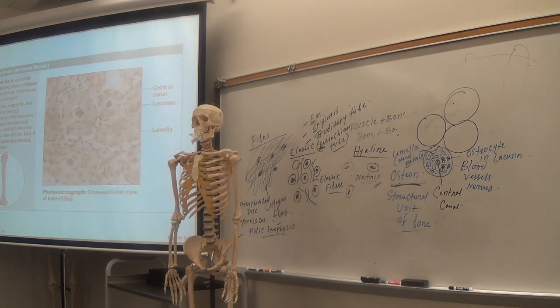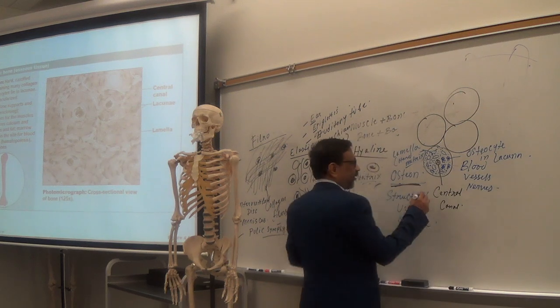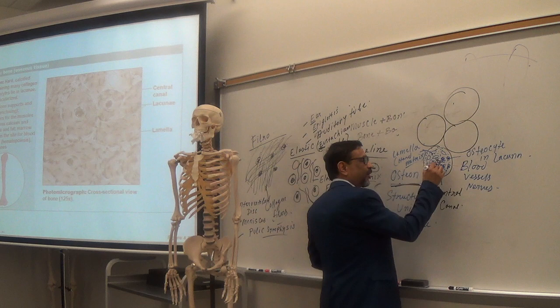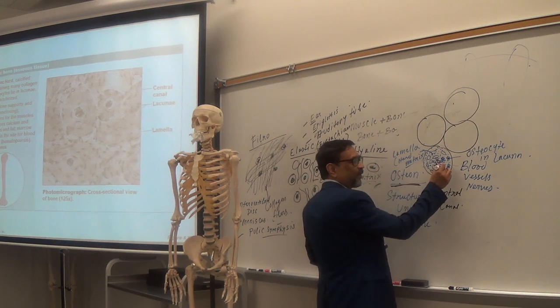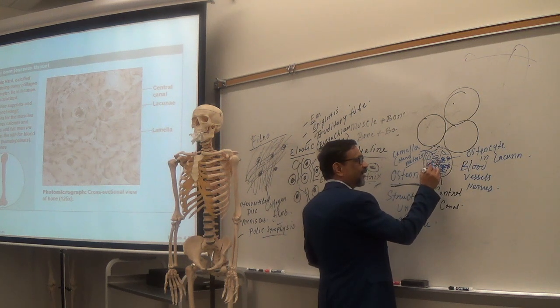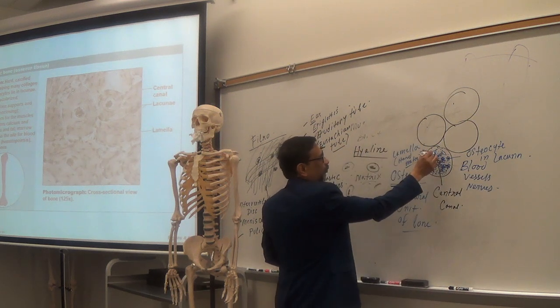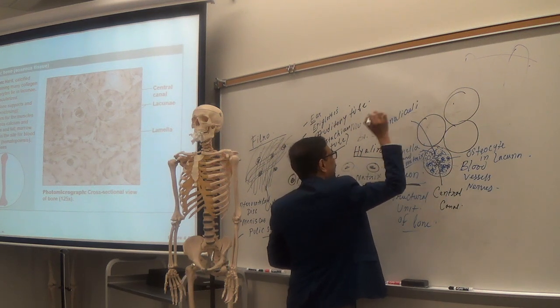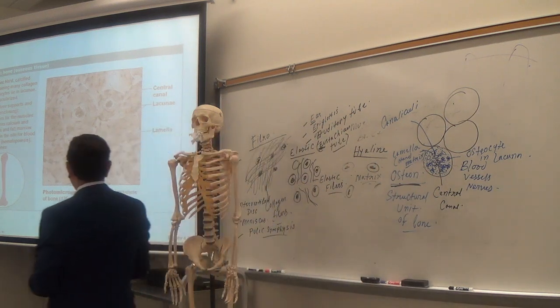The last thing is the central canal is connected to lacunae by very fine channels, thin hair-like fine channels. Those are called canaliculi. And also one lacuna is connected to another. The lacunae are connected to each other by those fine channels like this, and these fine channels are called canaliculi.